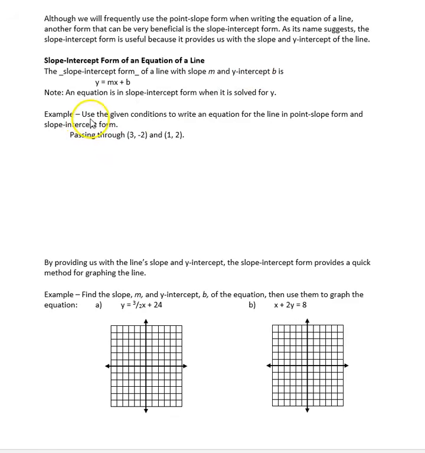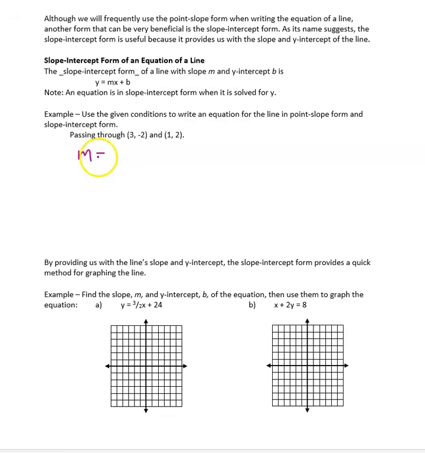In our example, we are going to use the given conditions to write an equation for the line in both point-slope form and slope-intercept form. So we are given 2 points through which the line passes, but remember, in order to write the equation, we need both a point and the slope. So the first thing that we're going to do here is to find the slope of the line.